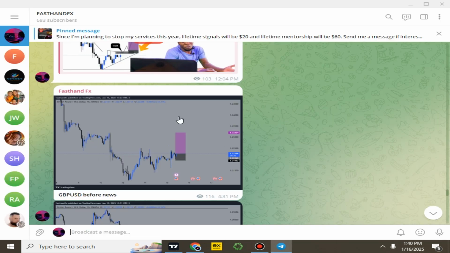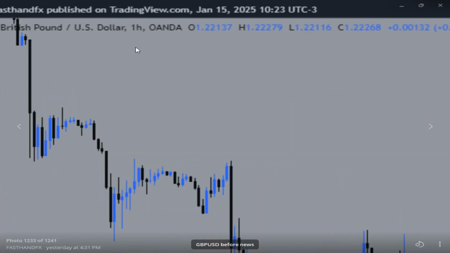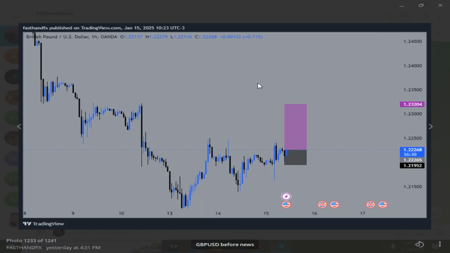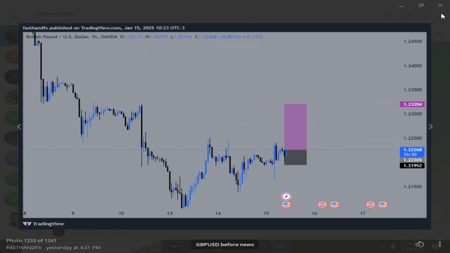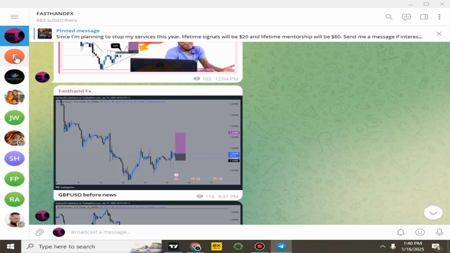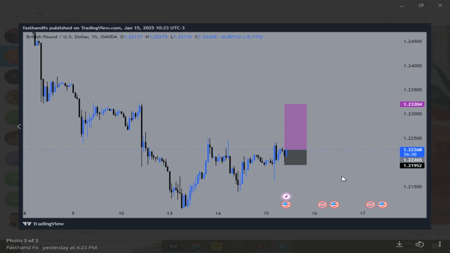Let me just show you before right here. So this is before the news drop. Let me zoom right here. This was on January 15th, yesterday, when CPI dropped. Before that is before CPI dropped. That was 10:23 UTC. I think I have the right time when I was sending this screenshot to myself. That was 4:23 p.m., I believe, 7 minutes before CPI dropping. So that is before right here.